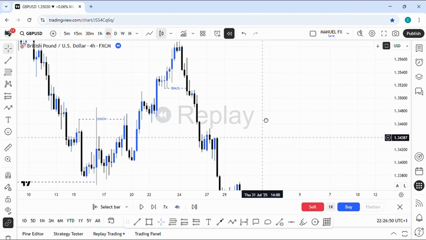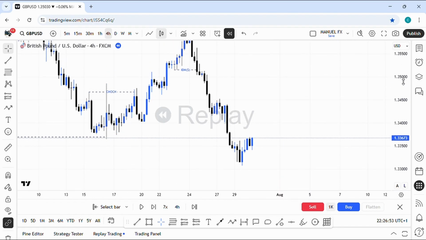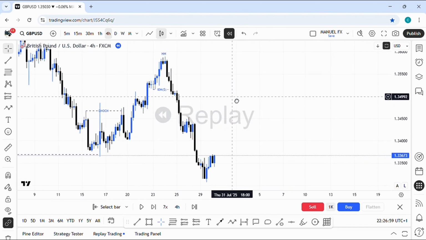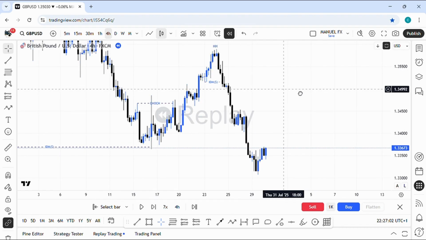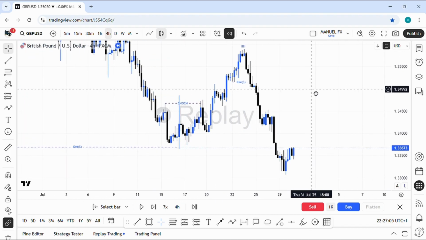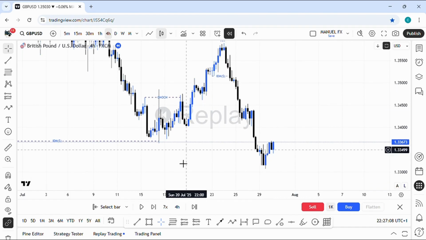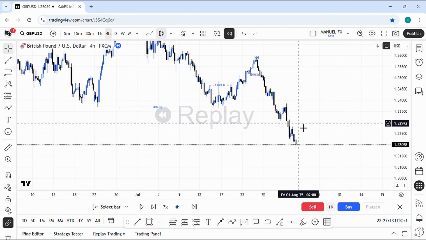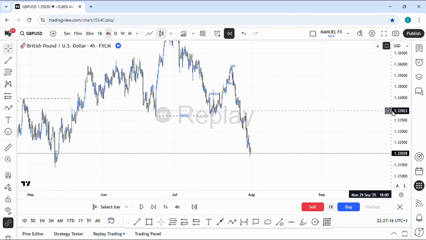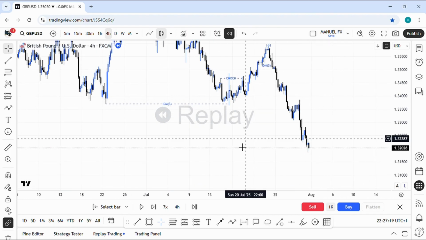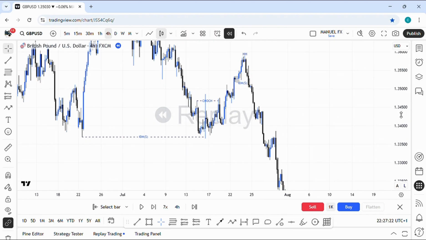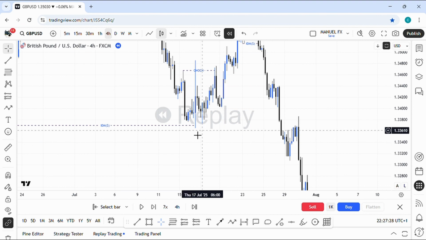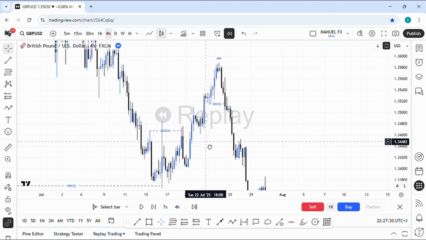Can you see? And price keeps going down. Let's keep playing price, and price keeps going down. Okay, this is our change of character. Our inducement was taken out. Change of character.